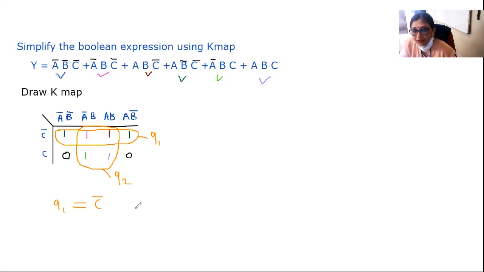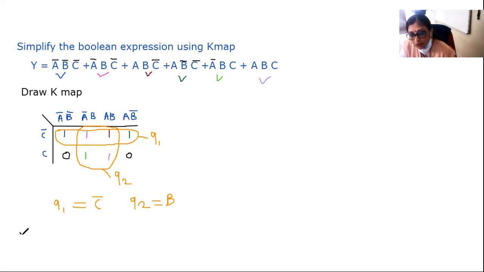Okay. And that for Q2. Now, if you observe for Q2, C is changing value because of the shape of the quad. So C is dropped. And if you observe here, A is changing value from A bar to A. B is not changing. B is not changing. Okay. So A is cancelled, C is cancelled. What remains is only B. Q2 is equal to B.